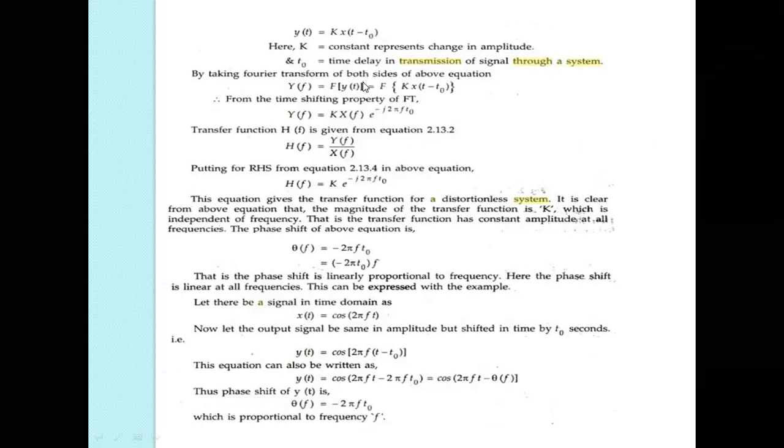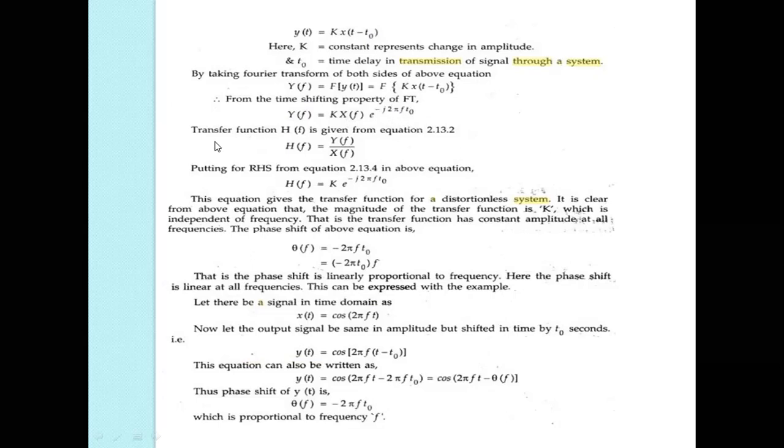By taking the Fourier transform on both sides of the above equation, y of t becomes y of f. For k into x of t minus t naught, according to the time shift property of the Fourier transform, we get y of f equals k into x of f into e power minus j 2 pi f t naught. It is delayed by t naught.